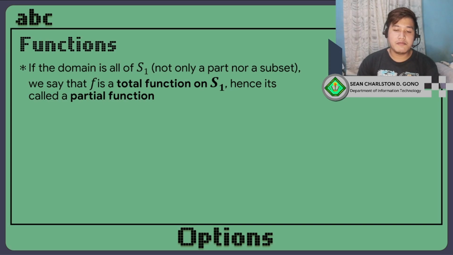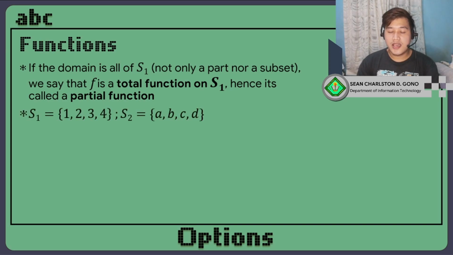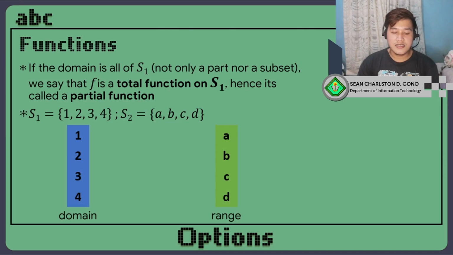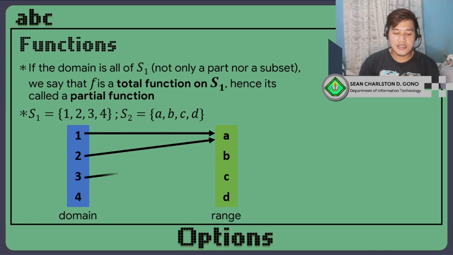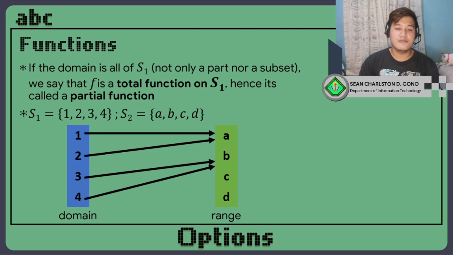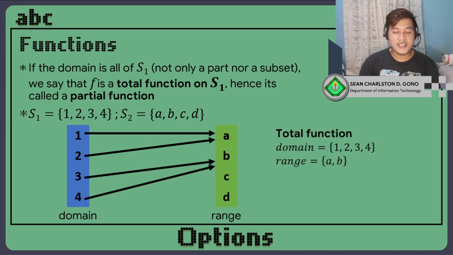So what do we mean by that? Let's say, for example, we have 2 sets right here. So set 1 is 1, 2, 3, 4, and set 2 is A, B, C, D. So let's write it like this. So as mentioned, set 1 is the domain and set 2 is the range. And let's say, for example, that the function uses all the numbers inside the domain, but only uses some numbers inside the range. That is still called the total function because again, the function used all of the numbers inside the set.